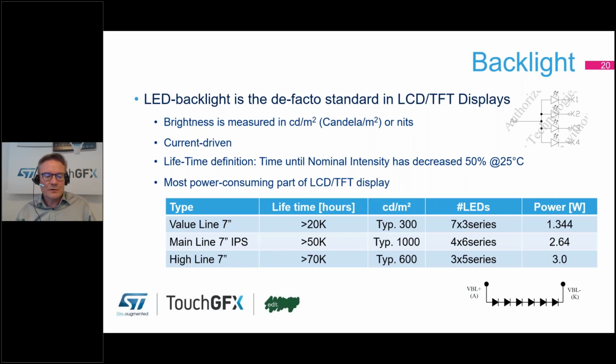This example here shows you a comparison between three typical 7-inch displays with different brightness levels, and you will see we have different lifetimes of the LED backlight. And for those of you who don't know it, the lifetime is defined as the time until the display reaches half brightness, measured at 25 degrees. And that is where your eye really starts seeing a significant change of brightness typically.